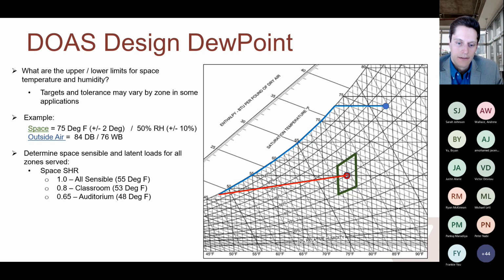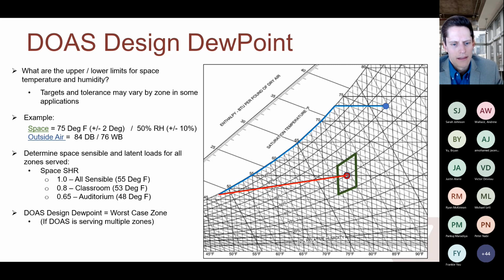So if we're designing a system to serve all of these spaces, what we need to do is design it for the worst case scenario because we have to be able to meet the auditorium dew point requirements. And then for the other spaces like the classroom, usually those are served by terminal units, so you could do a little more reheat, but you have to be able to handle the worst case scenario. So this is an important thing to think about: what's your worst case from a load standpoint, right? Both sensible and latent, and then determine what that dew point temperature is that the space needs.